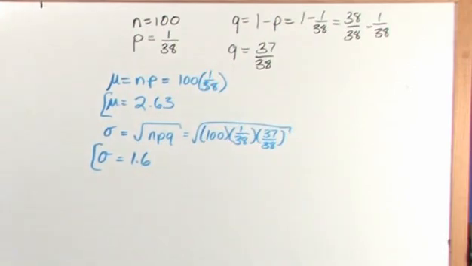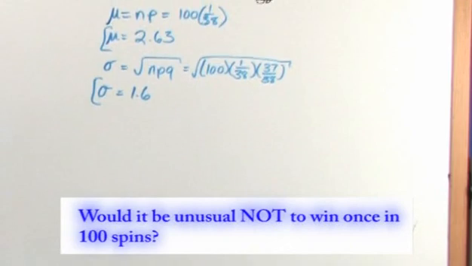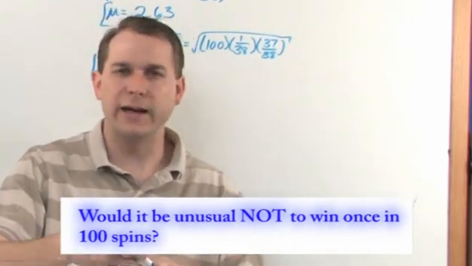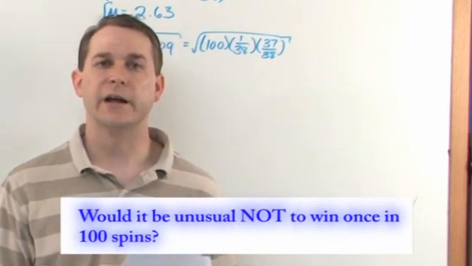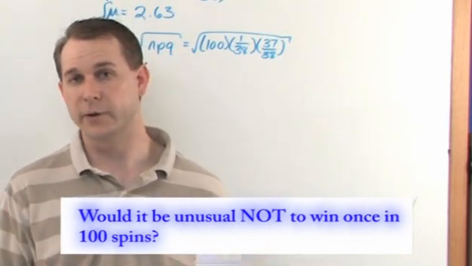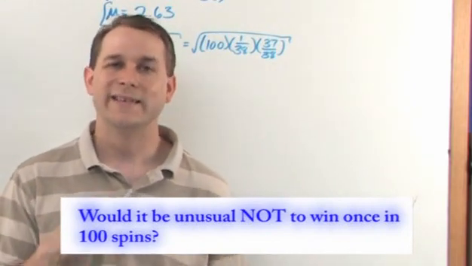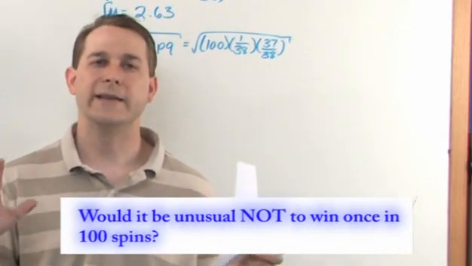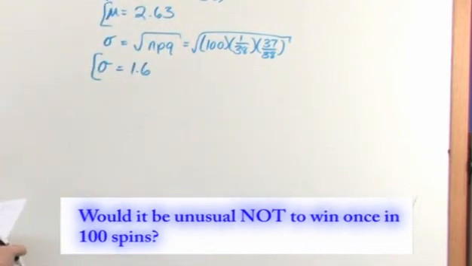So the follow-up question is, would it be unusual not to win once in 100 spins? So you have this roulette wheel. It's got a certain probability of winning. You spin it 100 times, and let's say you just have a really unlucky day and you don't win at all, even though the probability of winning is 1 in 38. The question is, statistically speaking, in terms of the standard deviation and everything we're talking about, would that be unusual or not? So when you see the word unusual, start thinking in terms of your standard deviation.